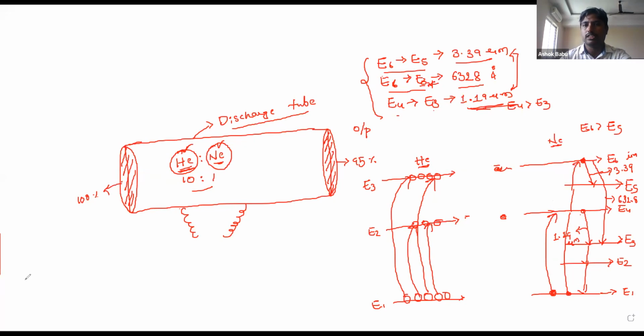Until sufficient 632.8 wavelength is obtained, this process occurs continuously between the energy states. These energy levels are present within the discharge tube only. This total laser transition occurs within the discharge tube. And this is about the helium-neon laser.